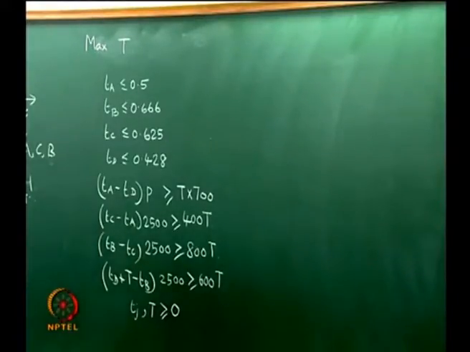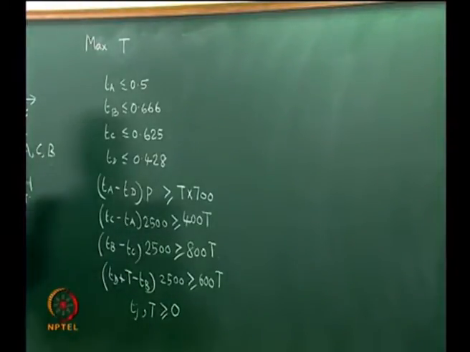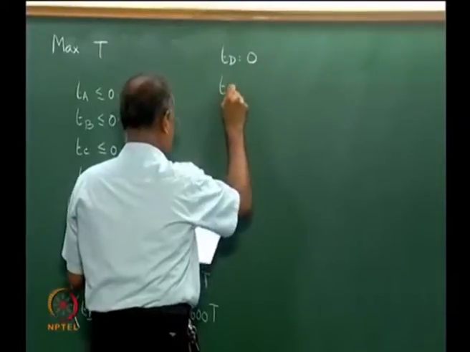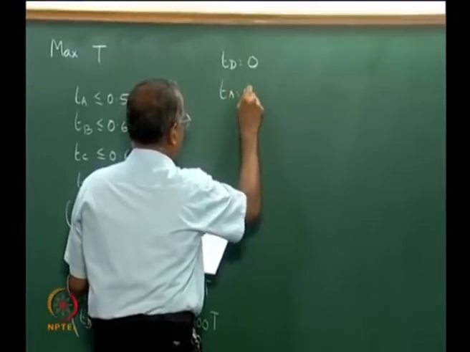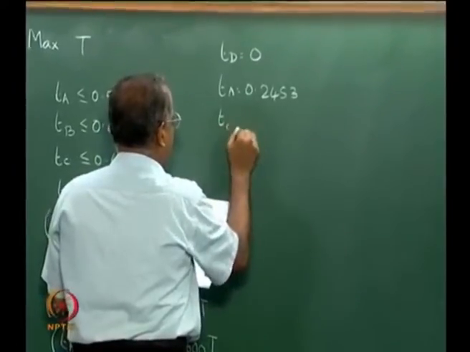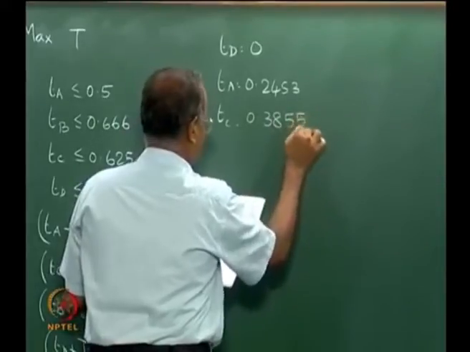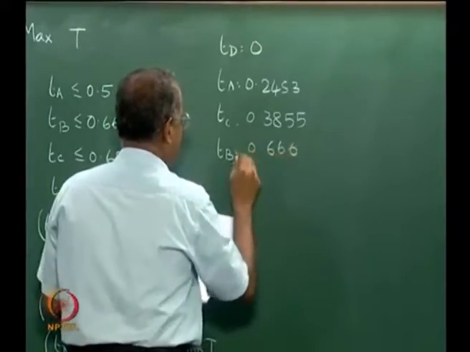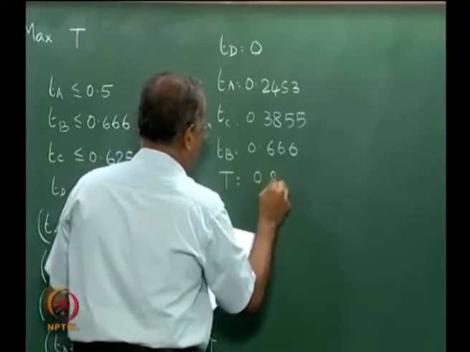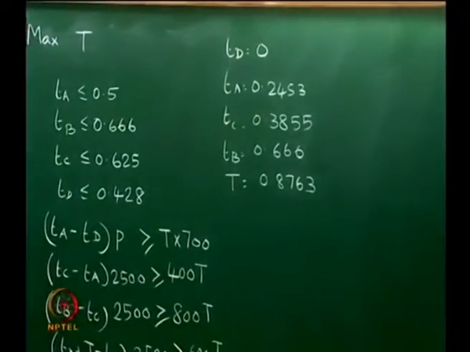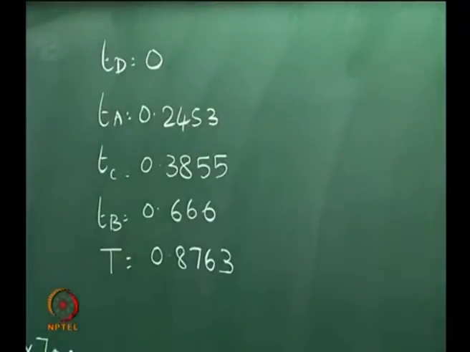and then let us say that if we solve this linear programming problem, we get an optimal solution which will be like this. The optimum solution to our example is TD is equal to 0, TA is equal to 0.2453, TC is equal to 0.3855 and TB is equal to 0.666 and capital T is equal to 0.8763. All these are in months. So, this cycle will extend for about 0.8763 months and then the cycle will repeat and so on.